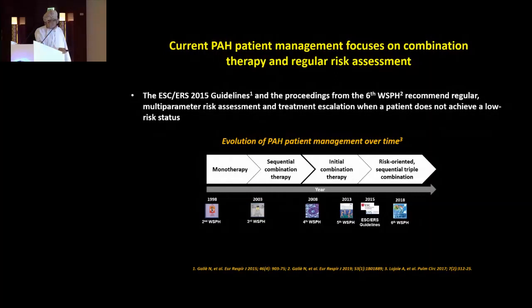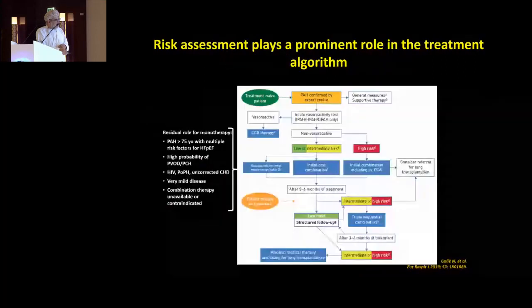So when do we see this? This is the mild, initial rule of initial monotherapy. Now, as I said, monotherapy is no longer used except in this group of patients: when the patient is older than 75 years with multiple risk factors for HFpEF or high probability of PVOD, HIV patients, portal hypertension, very mild disease, or combination therapy unavailable in your institute. Then that is the patient where you start with monotherapy. In fact, this group of patients is a very small number in my cohort.